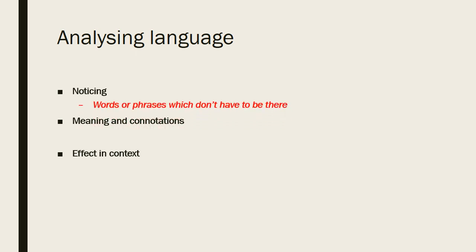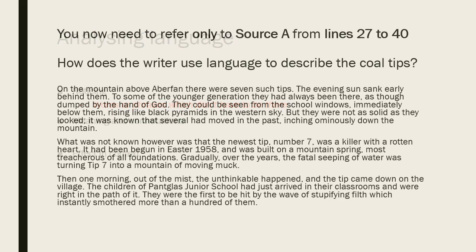Let's start with noticing. Now, when you're looking through this extract for examples of words or phrases, you're looking at, and I think this is the best way of putting it, words or phrases which don't have to be there. They're not performing a function that is necessary in terms of our understanding. Okay, they could easily be replaced by much simpler words or just not be there at all. Okay, that's what we're looking for. Words or phrases which don't have to be there. Okay, what does that look like?